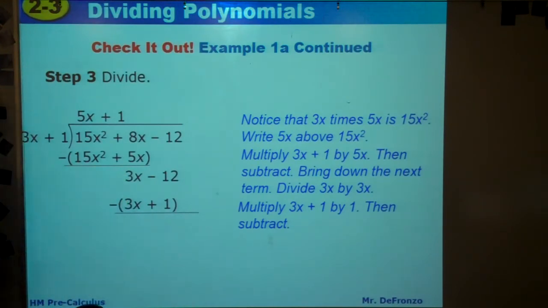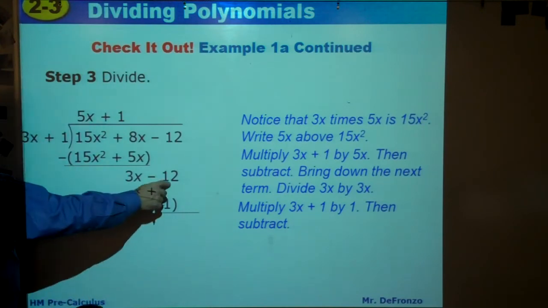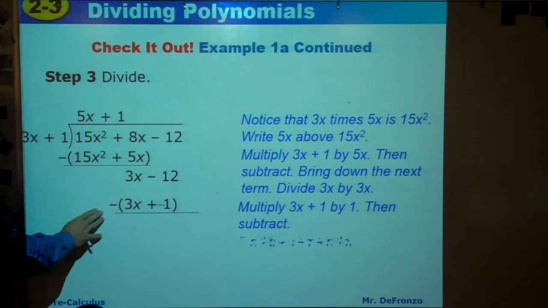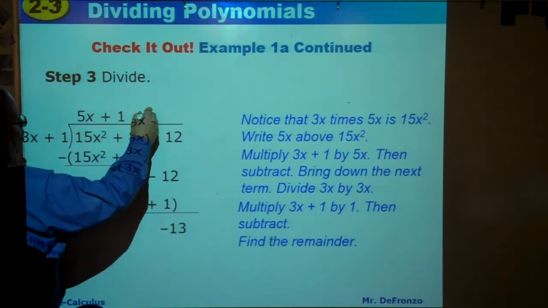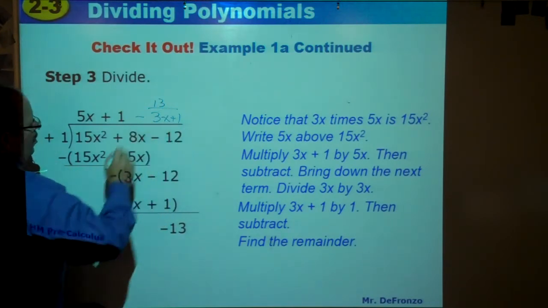We subtract this. Change the signs and add is my way. Negative 12 and negative 1 is negative 13. That went away, so we find a remainder of negative 13. And I would put minus 13 over 3x plus 1 right there.